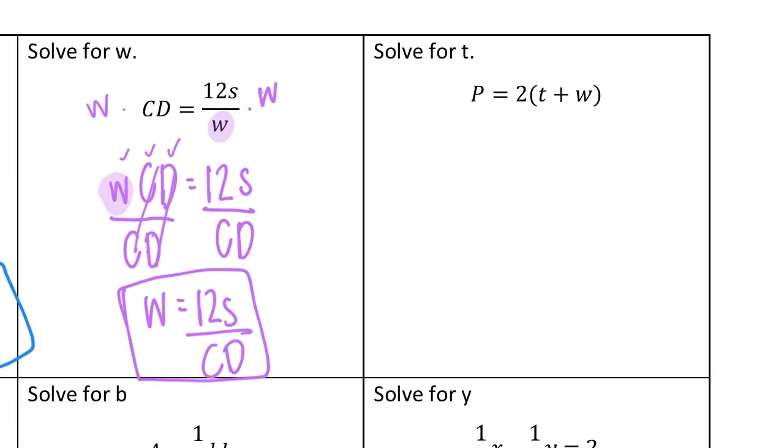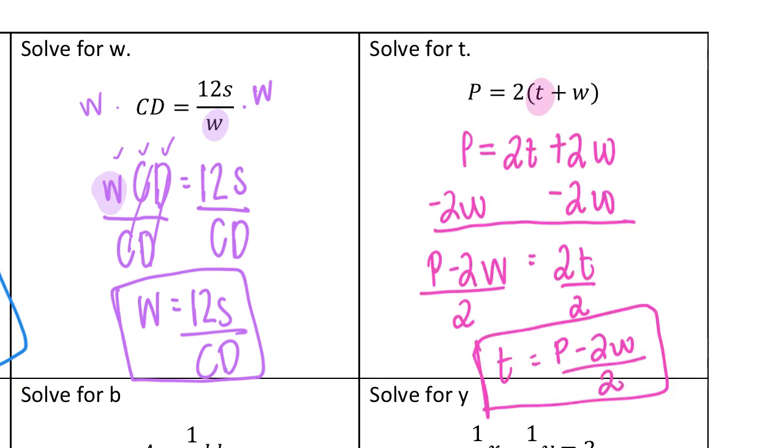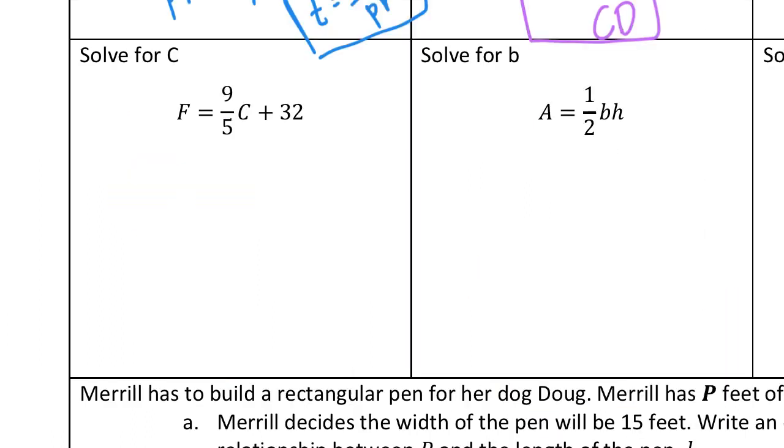I want you to pause the screen and try this problem to the right. Once you have tried that problem on your own, I want you to check to make sure that your answer looks the same as mine. P minus 2W, all over 2. You could have also written it as P over 2 minus 2W over 2.